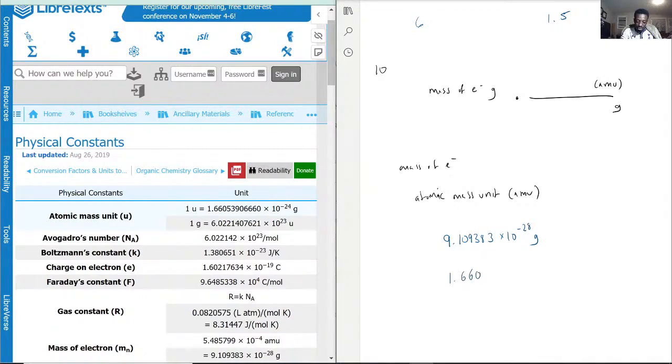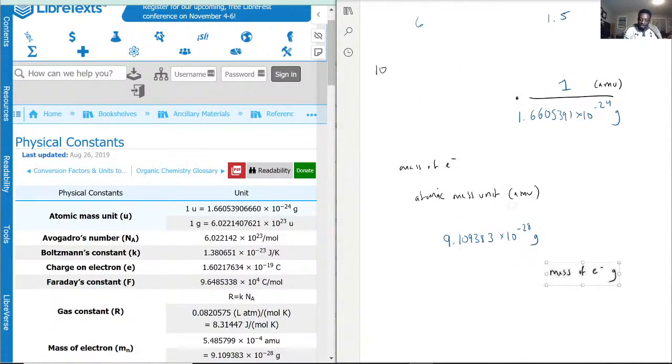It's 1.660539 times 10 to the negative 24 grams. That's a big number. And the reason why I say this is a conversion question is because they show right here 1 unit. Okay, so 1 unit is this many grams. And there. So now we have the mass of an electron.